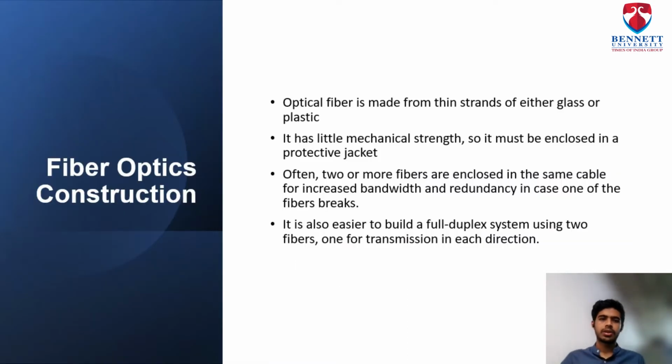Fiber optics construction. Fiber optics is made from thin strands of either glass or plastic, and as it has little mechanical strength, it must be enclosed in a protective jacket. Often two or more fibers are used to increase bandwidth and redundancy in case one of the fibers breaks. It is also easier to build a full duplex system using two fibers, one for transmission in each direction.